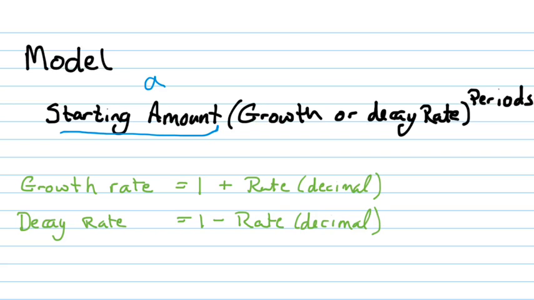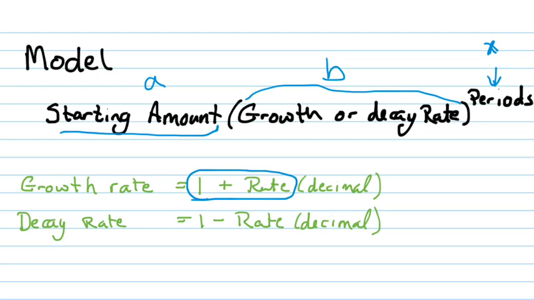Your growth or decay rate is your B. And how many times this is going to happen, aka your periods, is your X. To find your growth rate, which is typically positive, you take and add it as a decimal to 1, and that's it. Like, let's say it was a growth rate of 80%, then it would be 1 plus 0.8. So my growth rate would be 1.8.